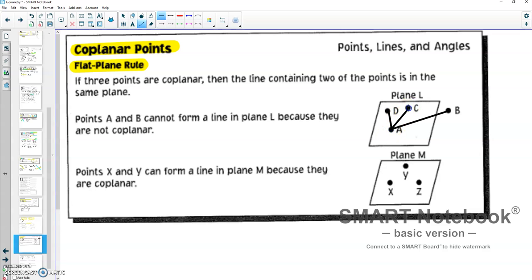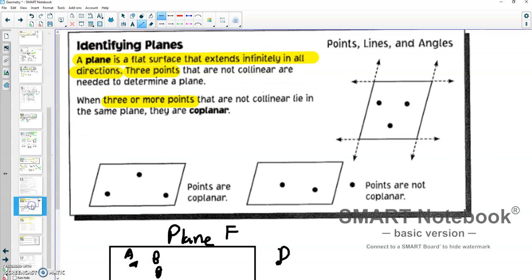If I drew A to C, is that line inside the plane? Yeah. So points A, C, D are coplanar. Again, we're just showing you that A and B are not coplanar because the line goes outside. If we go back, we can try this out as well. This point goes here, line's inside, so that's good. Line goes outside, not good, not coplanar.